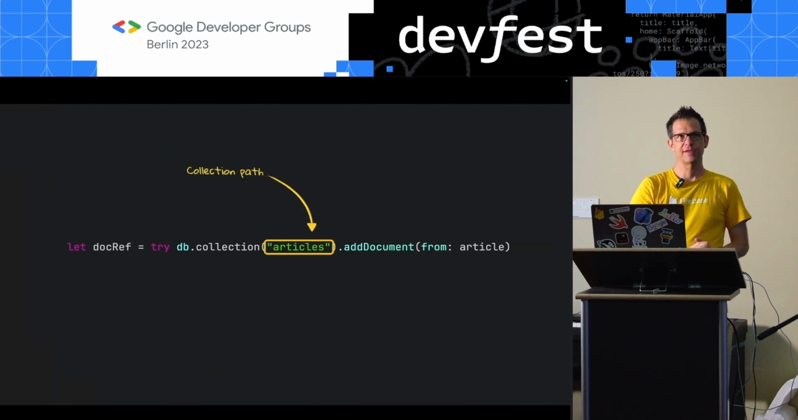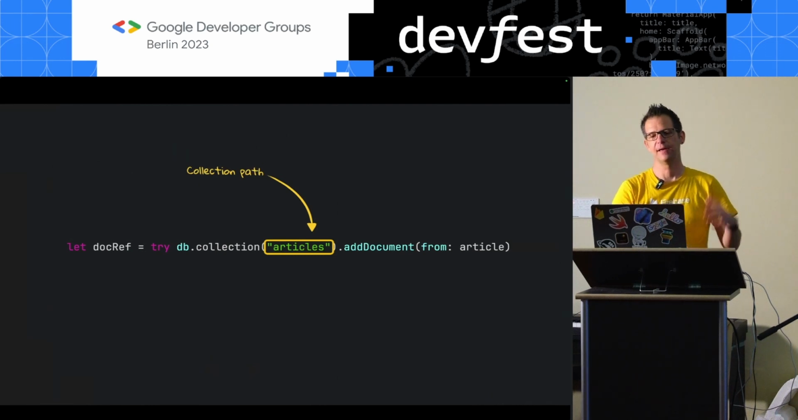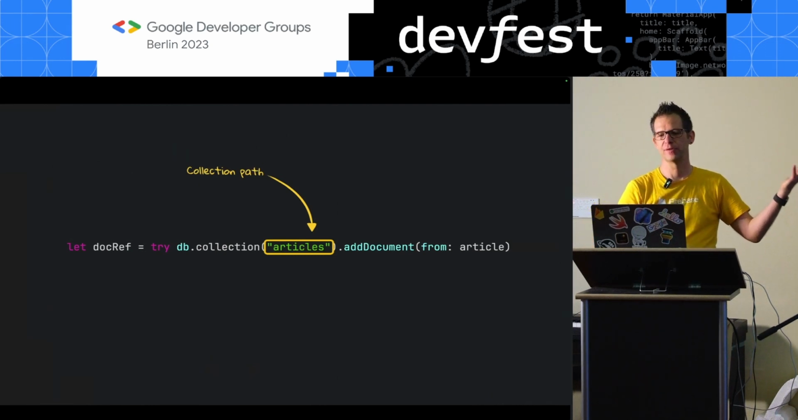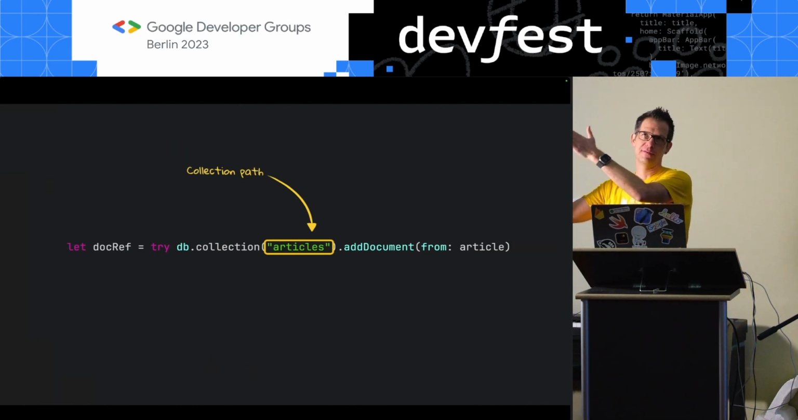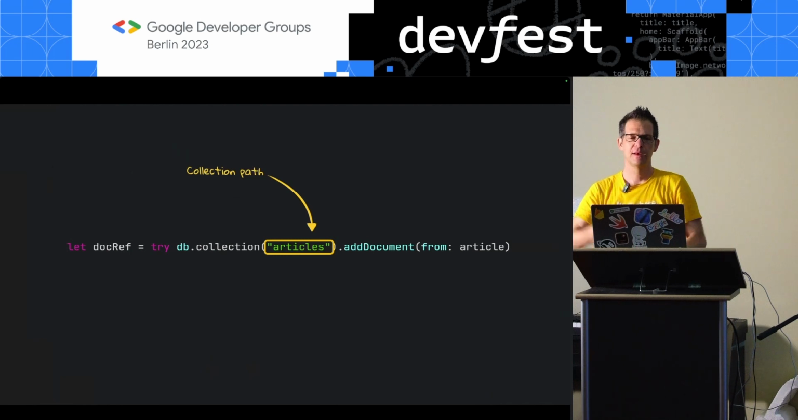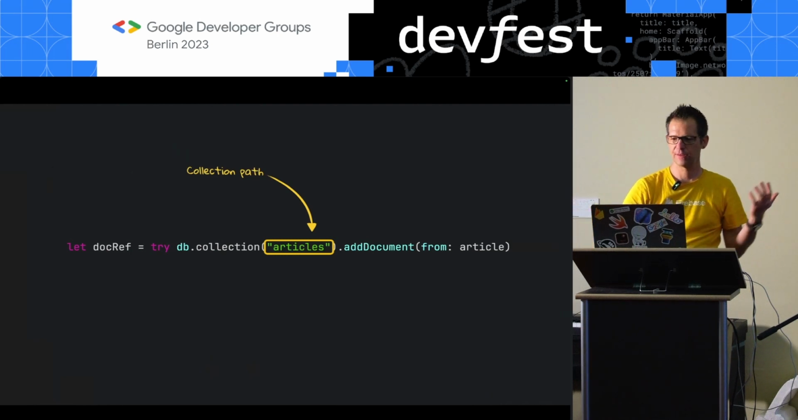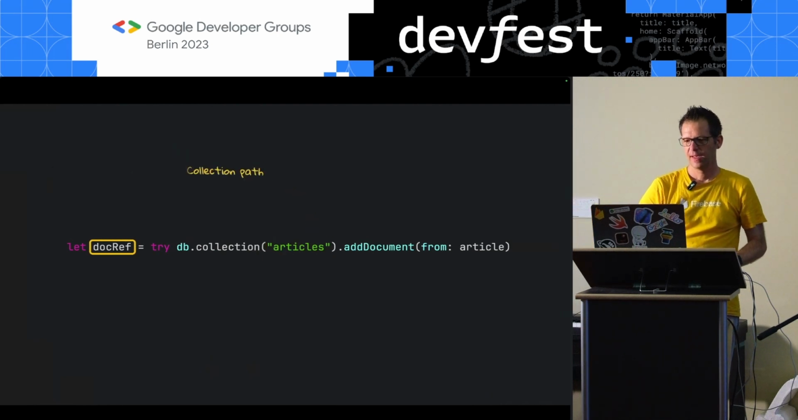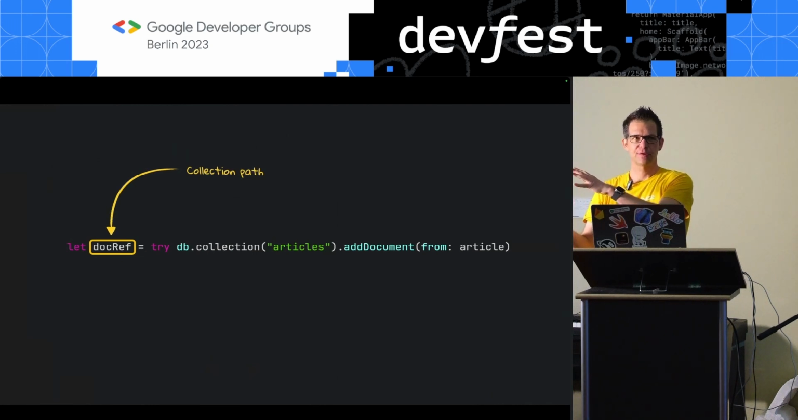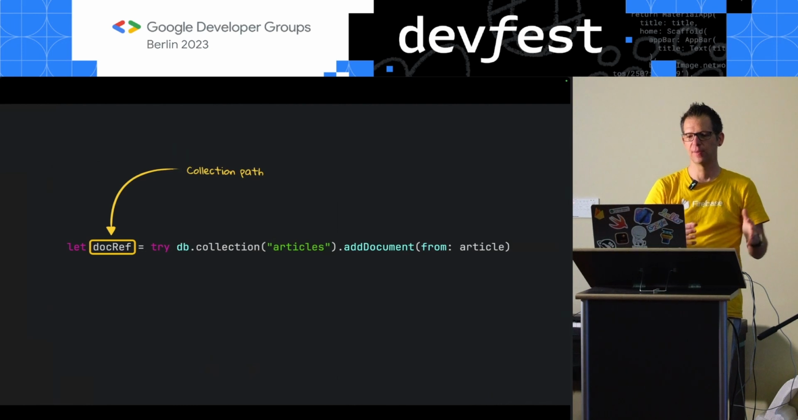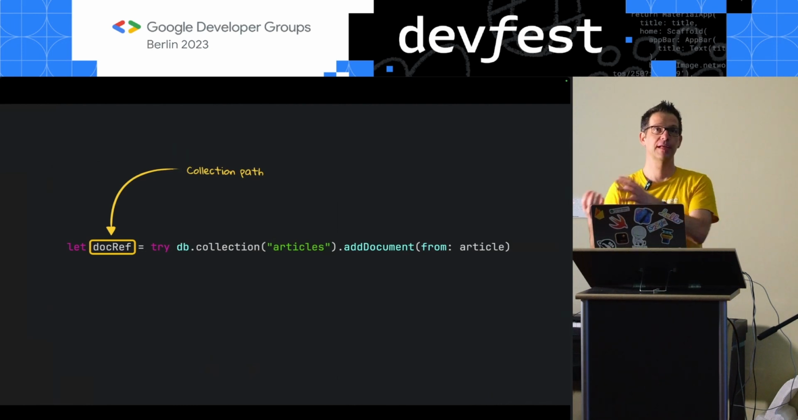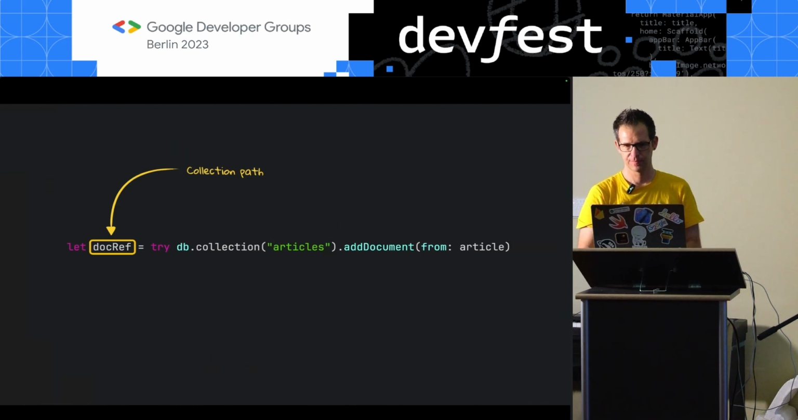Articles is the collection path that we'll be using, and it's a top-level collection. If I wanted to store it in a nested collection, you could write a path and separate the individual pieces of the path using slashes. But here, it's a top-level collection. And then when you add the document, you get a document reference back, and you can use that document reference to, for example, later on make changes to that document.